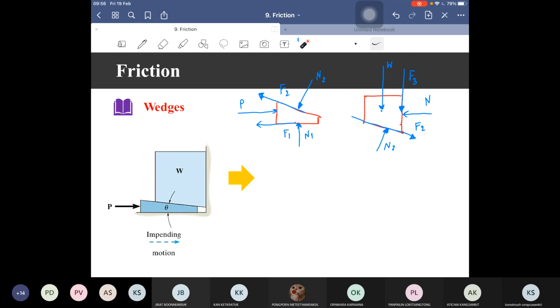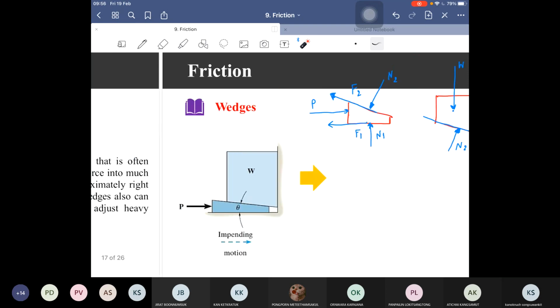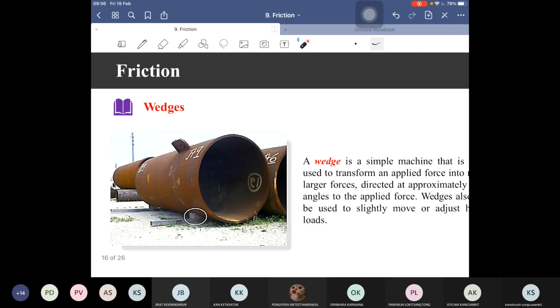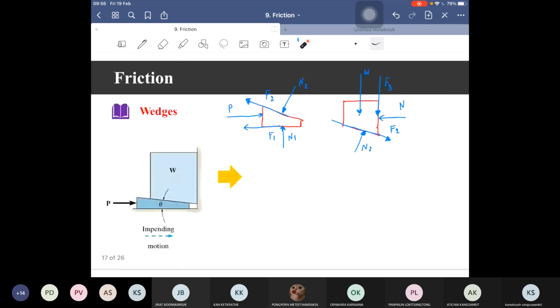I forgot to mention this. Generally, we will neglect the weight of the wedge because, as you can see in the system, the wedge is much smaller than the object that we want to move. So we can neglect the weight of the wedge because it affects the system very little. So just neglect it and care only about the weight of the object.